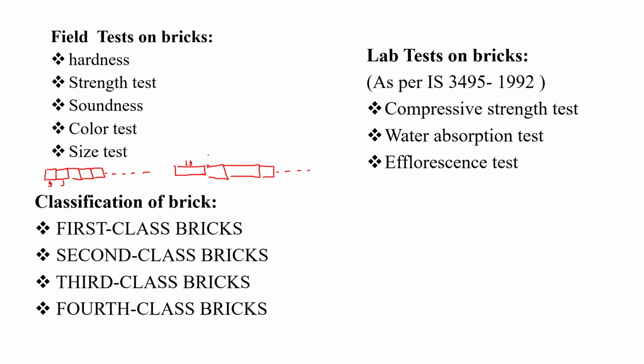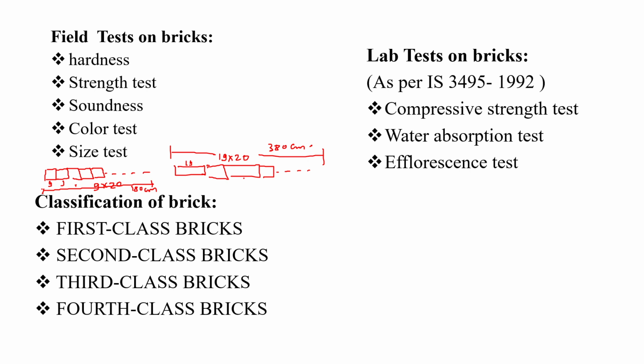So for 20 bricks, along the length the total will be 19 into 20. For 20 bricks along the width, it should be 9 into 20. For breadthwise, it should be 9 into 20. So overall, it is 380 centimeter and it is 180 centimeter.